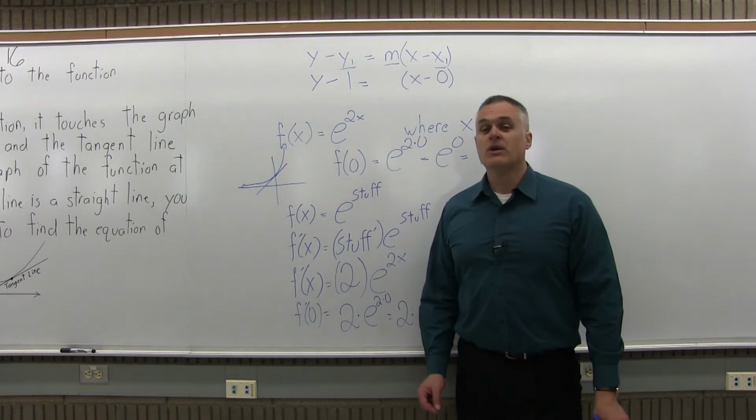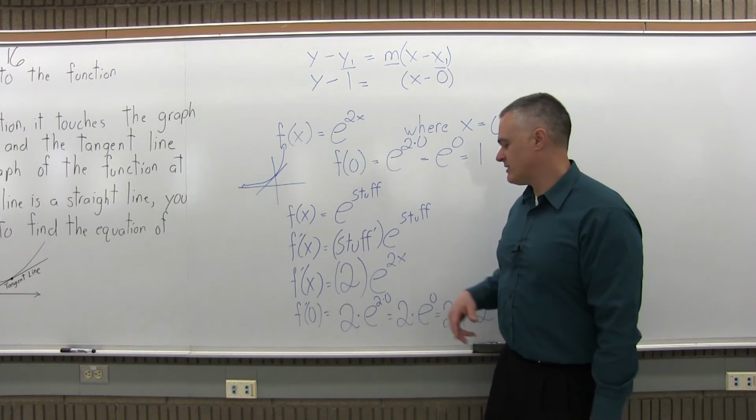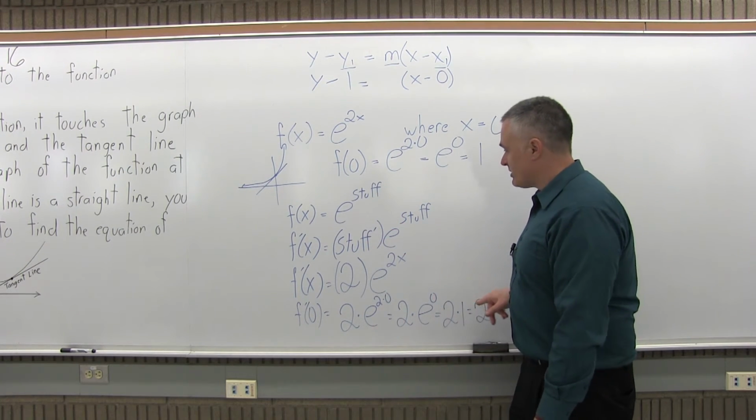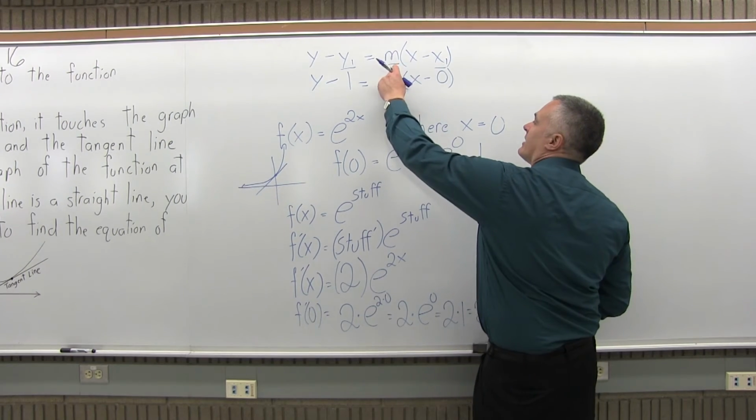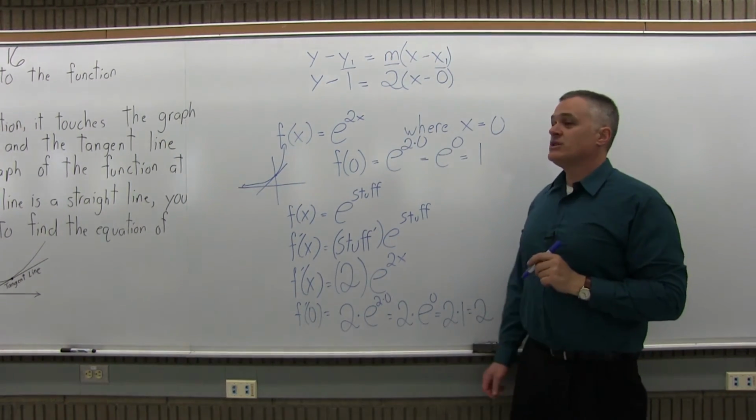That's the slope when x is 0. Like when x is 1, it's going to have a different slope. When x is 2, it'll have a different slope. But when x is 0, the slope is 2. That goes in for the m. And that's the equation of the tangent line.